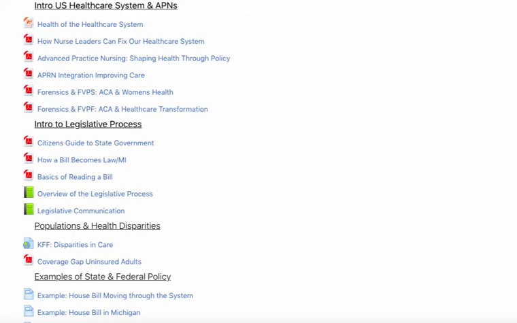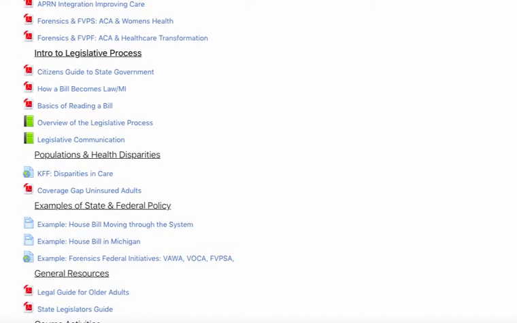That's how I like to keep those forums. If you want to discuss a certain topic, I'm more than happy to let you do so. I let you take the path of what area you want to talk about. This is just examples of state and federal policy, because obviously it moves through different sections of the legislature.